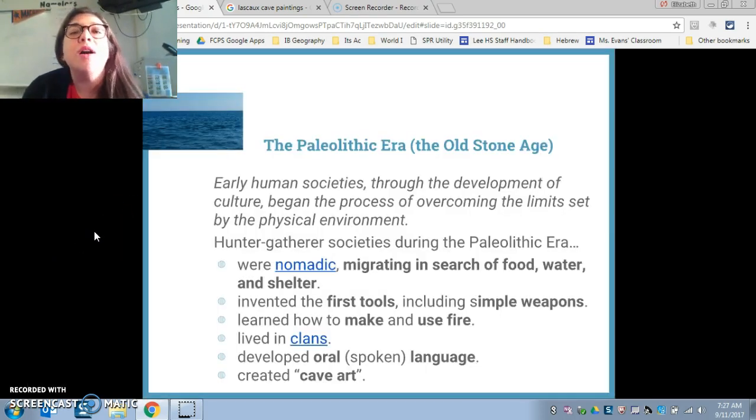So let's talk about characteristics of the Paleolithic era. So what was it like during Paleolithic times? People were nomadic. They migrated because they needed to find food and water and shelter. And the easiest way to do that was to follow animal herds around. They made stone tools. We get the name Stone Age from the fact that they made their tools out of stones. They lived in clans, which were small groups, and they developed spoken language, and they created records of a sort through their cave art.